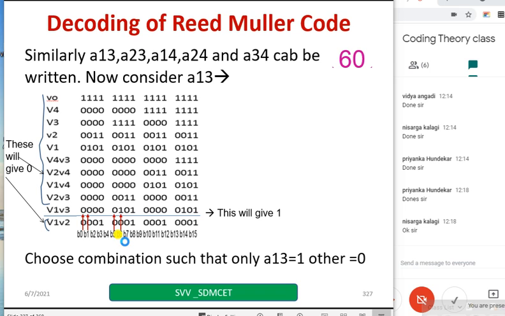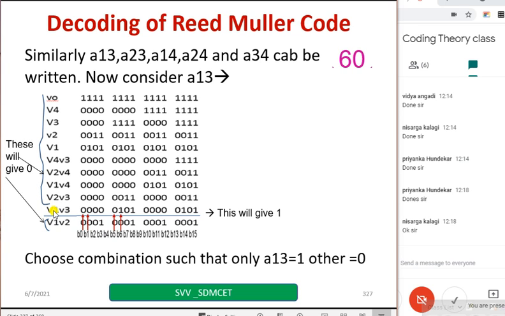So I can write an equation using these columns. I choose a combination such that only A13 should be 1, others should be 0. These will contribute as a 0, even including this. Only this row will become a 1. So I want you people to note down that arrow mark for A13 using a pencil, keep this big matrix in your notebook neatly written. Do the revision after the class so that it will become easy for you to understand.